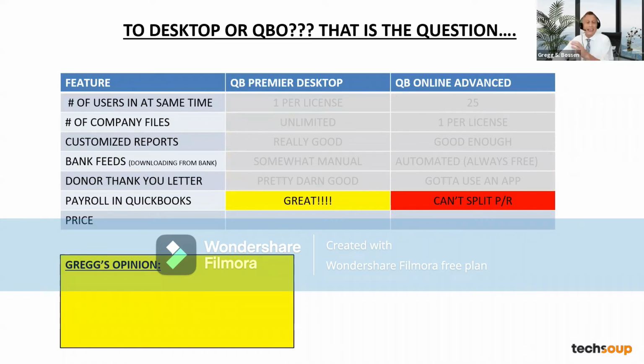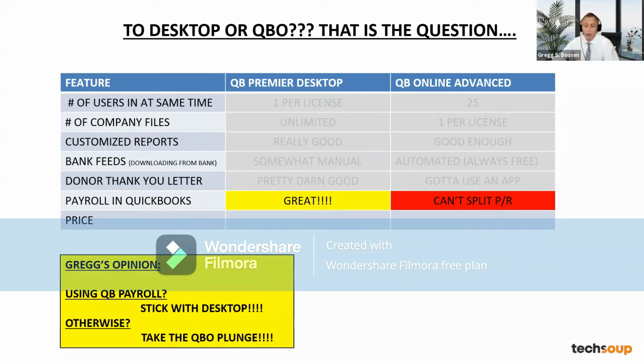So if you're using any other service other than QuickBooks, you're using ADP, you're using Paychecks, you're using OnPay, you're using Gusto, whatever it is, you're entering that stuff anyway, or you're downloading it from the bank. And so you have to do the splits yourself anyway. Go to Online Advanced. But if you're using QuickBooks Payroll, stick with Desktop for now. Otherwise, move to QBO. All right.